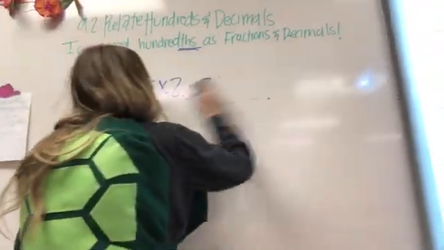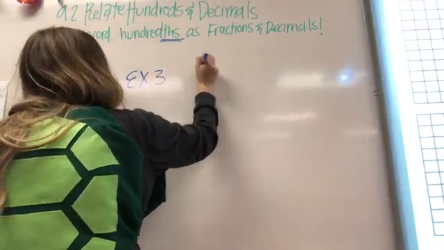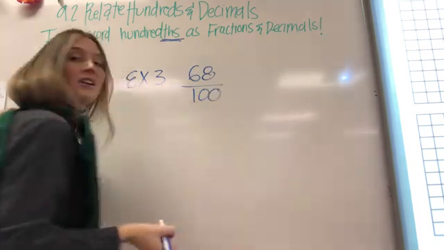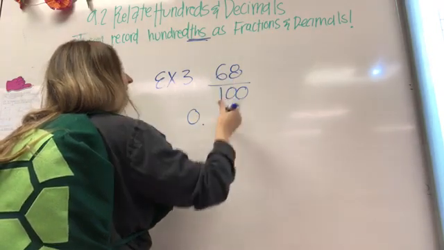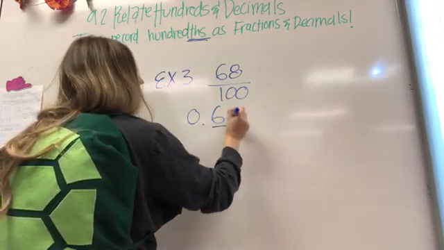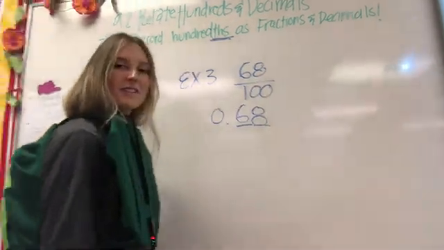Now let's try another one. Example number 3. What if I have 68 over 100? Once again, there's no whole numbers, so I'm just going to put 0, and then we're going to put in the hundredths place, which is 2 after the decimal, 68. So 68 over 100 is the same thing as 68 hundredths.